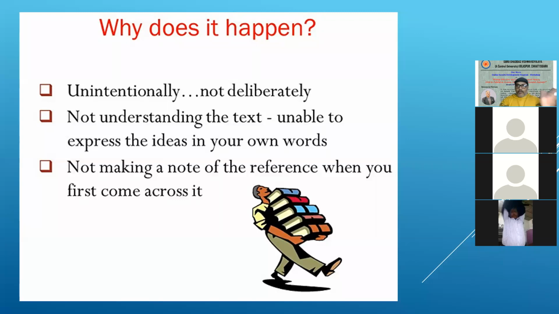Just like that first picture, if you can recall. Not understanding the text, being unable to express the ideas in your own words, that is also there. It is the simplest question in the case of plagiarism and research: why does it happen? Generally, people ask whether it is done intentionally or unintentionally, deliberately or non-deliberately.